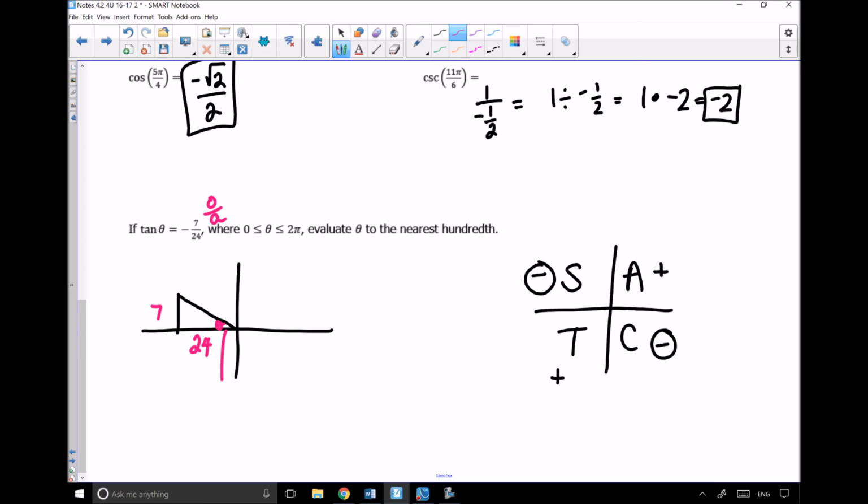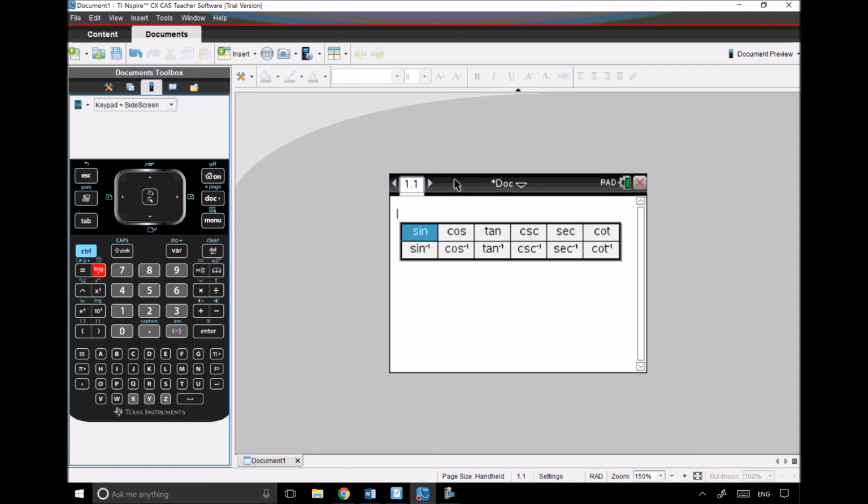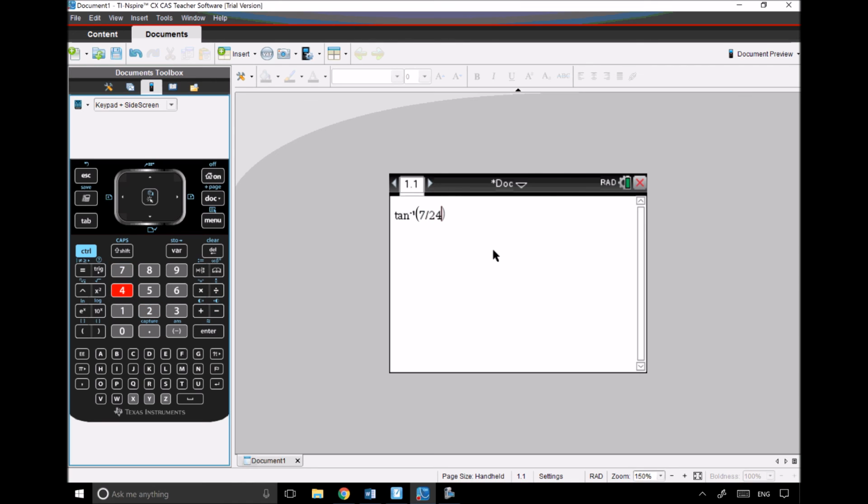Okay, so how do I figure this out? Well, I need to actually find the inverse tangent of 7 over 24. So I'm going to go into my calculator and type in inverse tangent of 7 over 24. So the inverse tangent of 7 divided by 24 is going to be 0.28, because it asks us to round to the nearest hundredth.